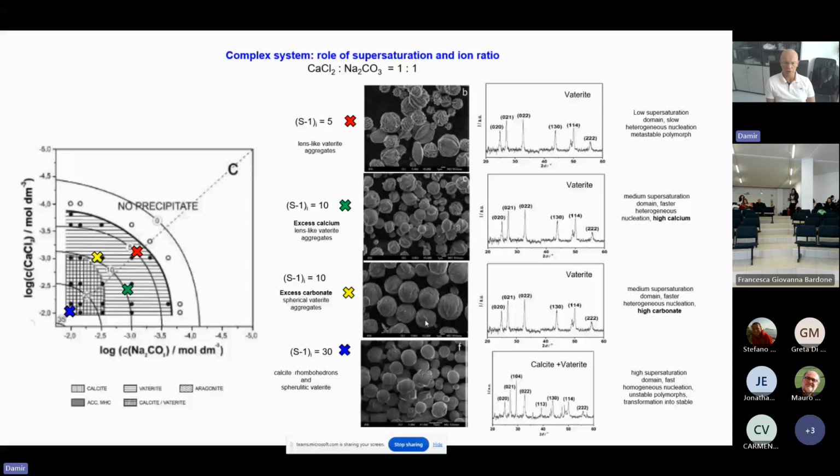Even in this region, the transformation didn't proceed to the end, so we can still find the majority of the vaterite and only a few calcite. Calcite is stable in this region.